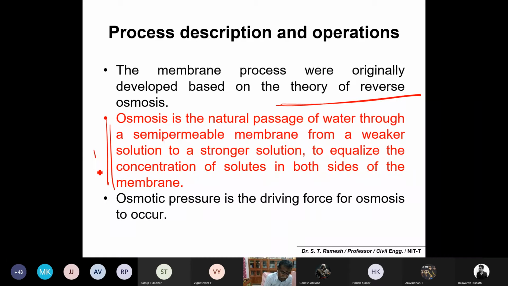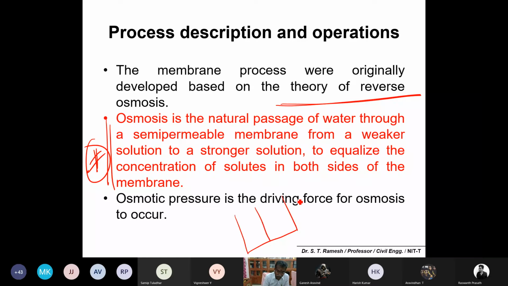Osmosis, you would have come across the definition: osmosis is the natural passage of water through a semi-permeable membrane from a weaker solution to a stronger solution to equalize the concentration of solutes on both sides of the membrane. So that is important. Please make a note on that.